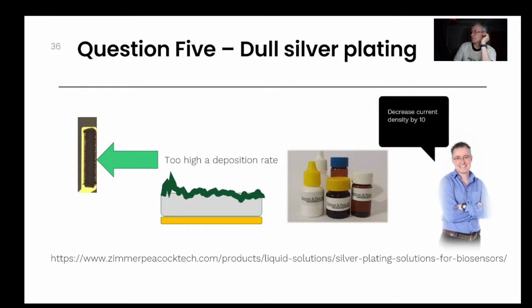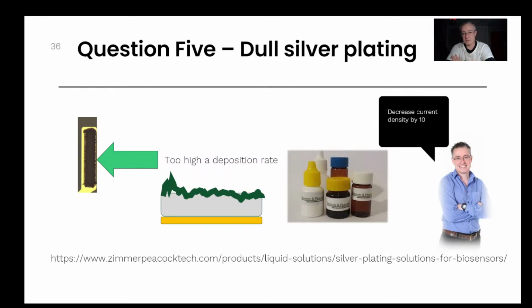So simply decrease the current density by a factor of 10, for example, and then you'll probably get a shiny surface. And then you can start optimizing that current density so that you have a fairly rapid rate of deposition, but you don't get it so fast that you actually get a rough surface, and a rough surface will appear dark.